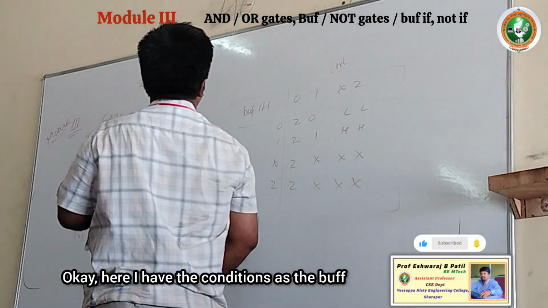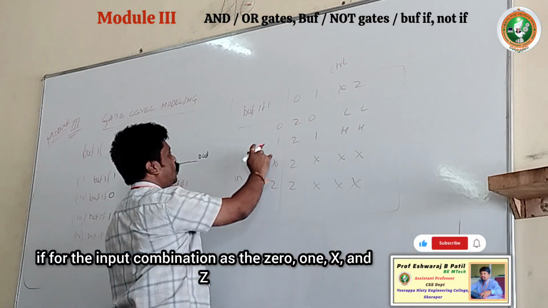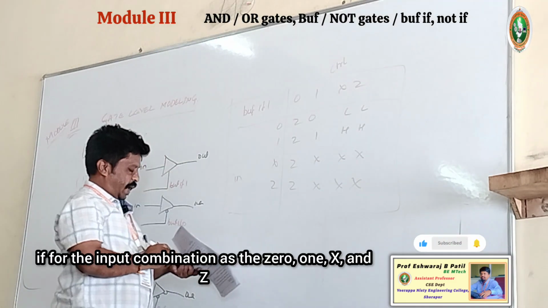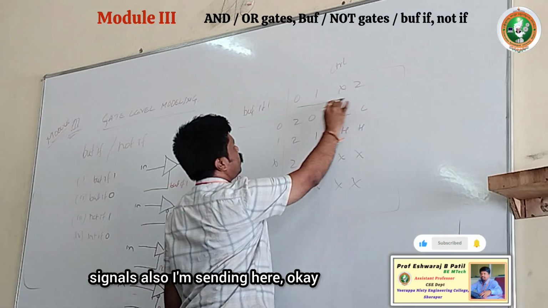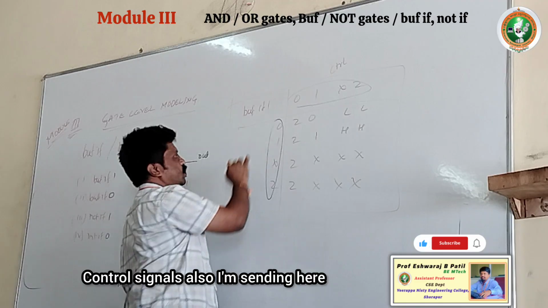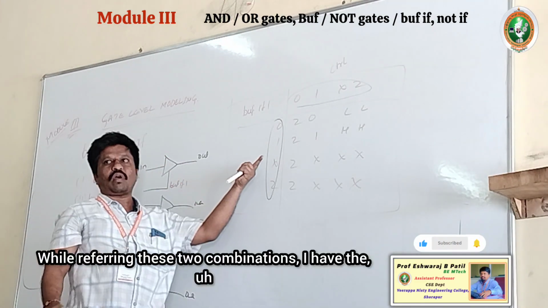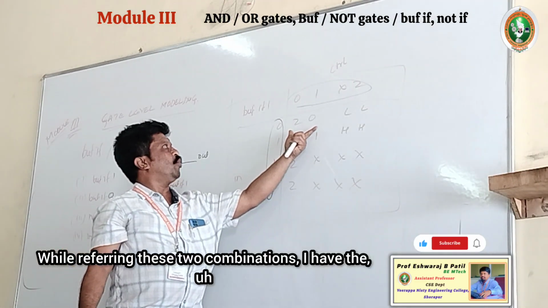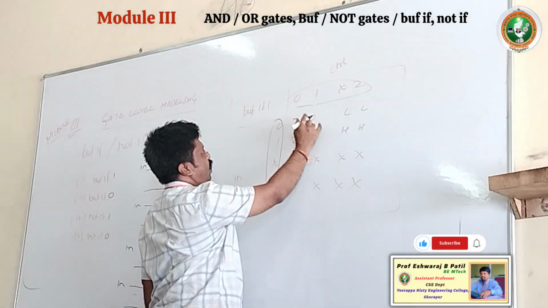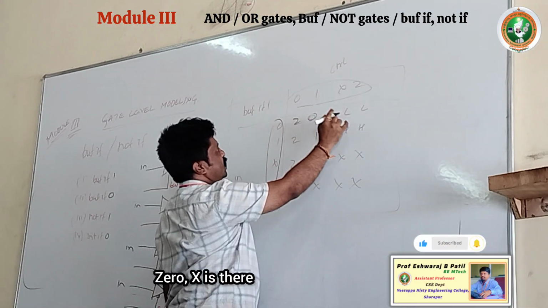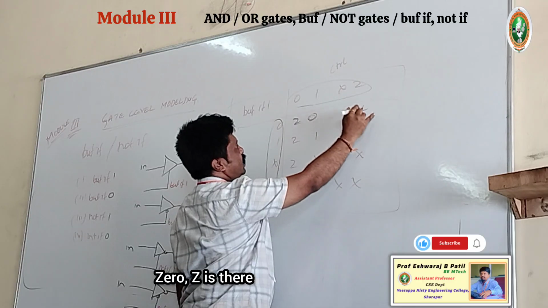Here I have the conditions for the bufif1 for the input combinations 0, 1, X and Z, and similarly I am sending the control signals here. While referring to these two combinations, I have the output here. For 0, 0 I have Z; 0, 1 gives 0; 0, X gives L, low; 0, Z gives L.